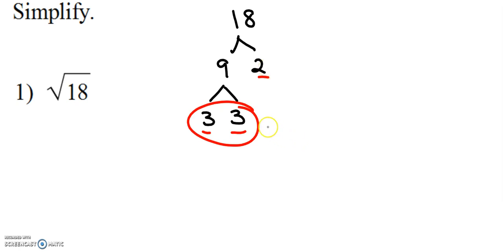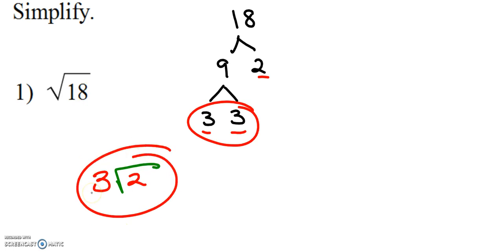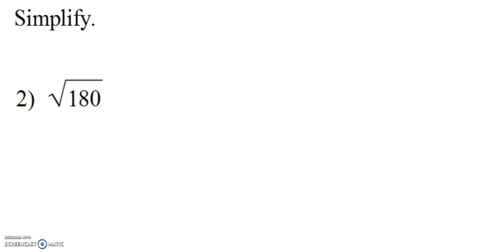So every time you have a pair, you circle a pair, it comes on the outside of a radical symbol. Then you get the radical symbol, and whatever is left over goes underneath. So the answer to this, simplified, is 3 radical 2. That one was very simple.